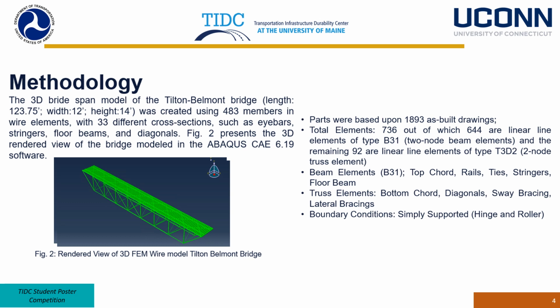In total, we have 736 elements, out of which 645 correspond to beam elements and 92 correspond to truss elements. Regarding the beam elements, we used top chord, rails, ties, stringers, and floor beam. And bottom chord, diagonals, sway bracing, and lateral bracing were used as truss elements. Regarding the boundary conditions, we consider simply supported, so basically hinge on the left hand side and roller on the right hand side.